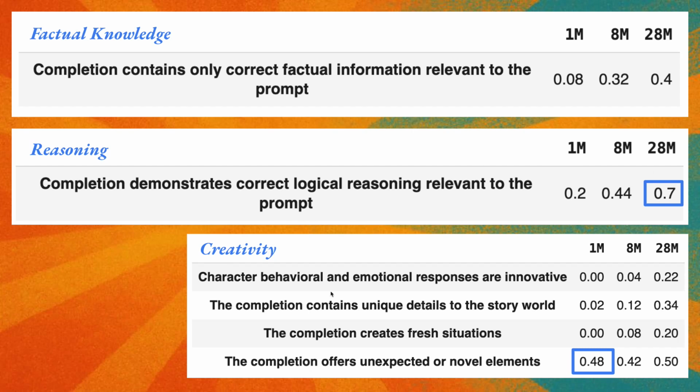Creativity had 4 different criteria. Character, behavioral, and emotional responses are innovative. The completion contains unique details to the story world. The completion creates fresh situations. The completion offers unexpected or novel elements. This unexpected or novel elements criterion was the highest scoring, and it was kind of the easiest bar to cross.